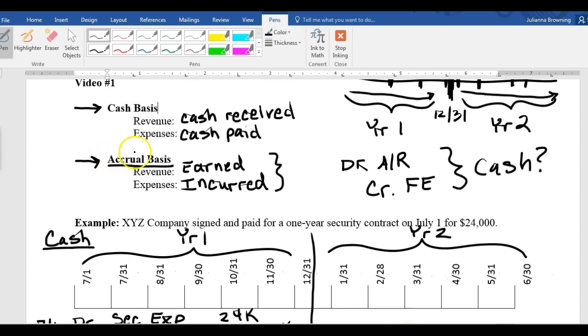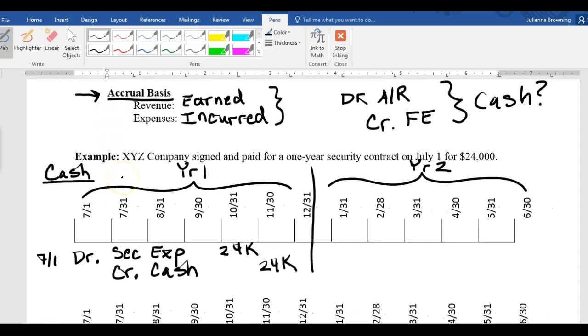Remember, expenses are recorded as cash is paid. So in the cash basis of accounting, we have cash being paid on one day, so we are going to actually recognize the entirety of the contract on one day. And that's going to translate to the entirety of the contract being recorded within year 1 of our financial statements, and there's going to be nothing that happens in year 2. And from a cash perspective, that is true, and that is what happened.